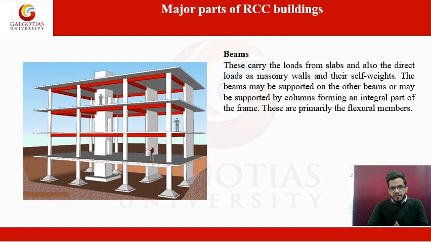The second important part of the RCC frame structure is the beams. As you can see in the figure, the highlighted red color portions are called beams. These carry the loads from the slab and also direct loads such as masonry walls and their self weight. The beam may be supported on other beams or by columns, forming an integrated part of the frame. So this frame, which is made by the beams, columns, and slab, is the frame structure. These are primarily flexure members.